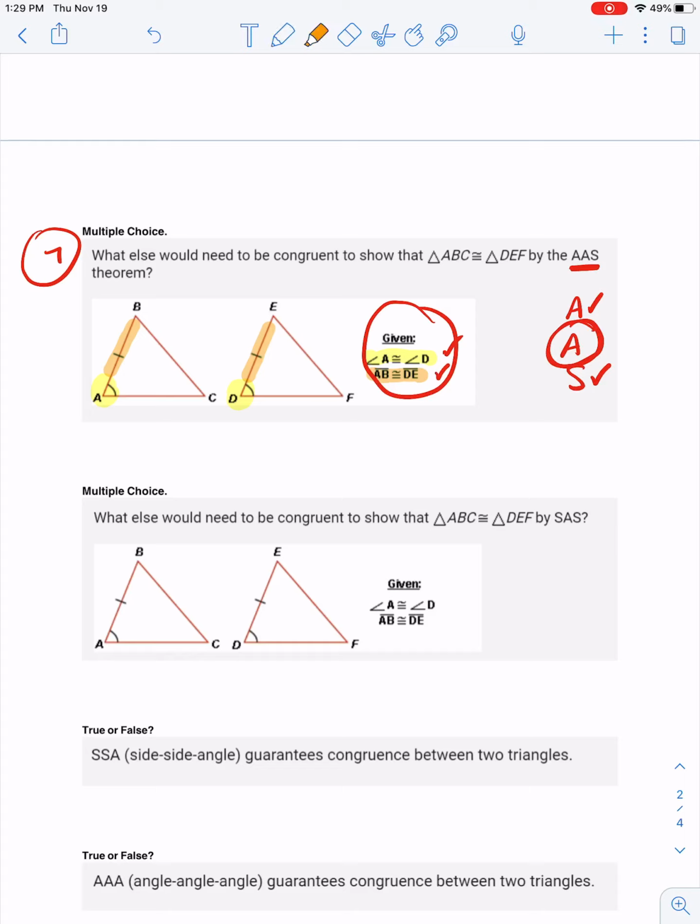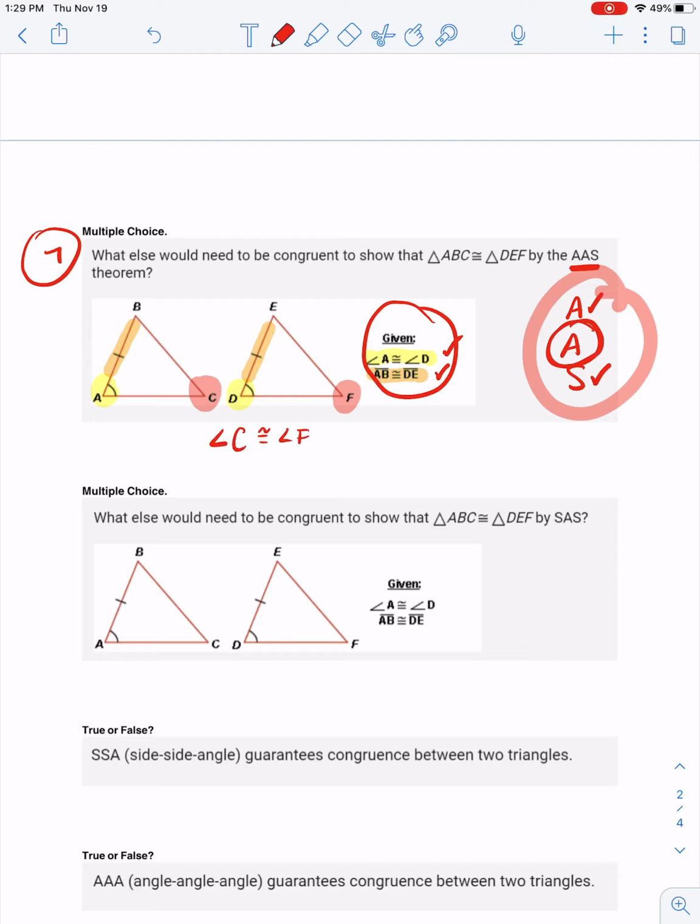So I know that it's going to be this angle because if I look over here, the side is not in between the two angles. If it was B and E, the side would be between the two angles. We don't want it to be between the two angles. We want the other one that makes it not between the two angles. So the part that you're missing, we want to say angle C is congruent to angle F for this one.